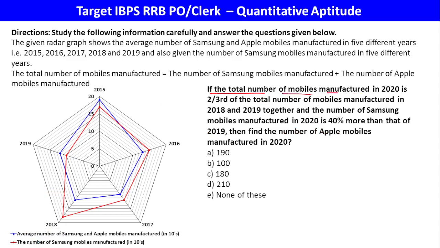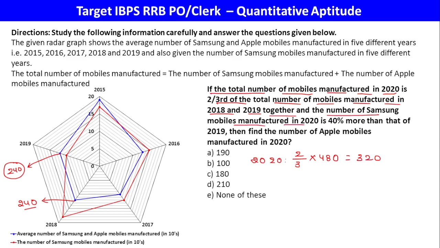If the total number of mobiles manufactured in 2020 is 2/3 of total mobiles manufactured in 2018 and 19 together, 18 and 19 total mobiles, ఇక్కడ వచ్చేసి టోటల్ ఇది 12 కాబట్టి 120, 240 టోటల్ మొబైల్స్. నెక్స్ట్ 2019, 12, 240, 480. 2/3 ఆఫ్ 480 విచ్ ఈస్ 16 టైమ్స్ 2 టైమ్స్ 32, 320, 2020లో టోటల్ మొబైల్స్ రైట్.